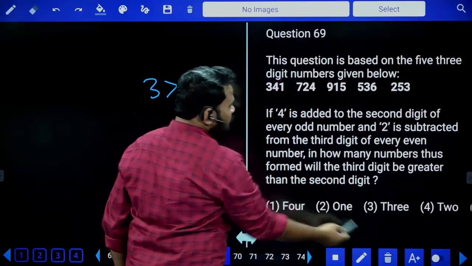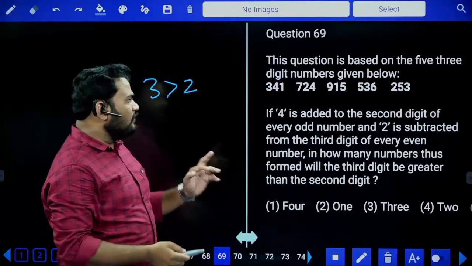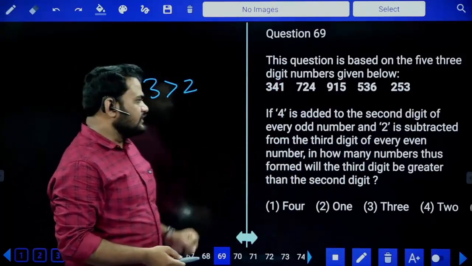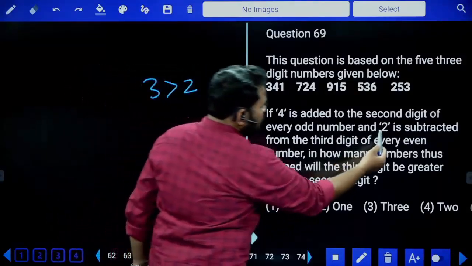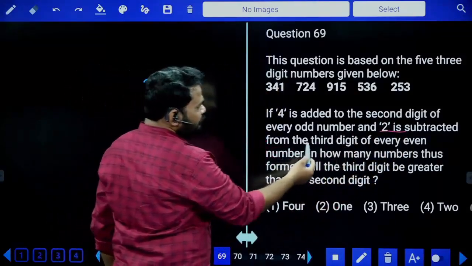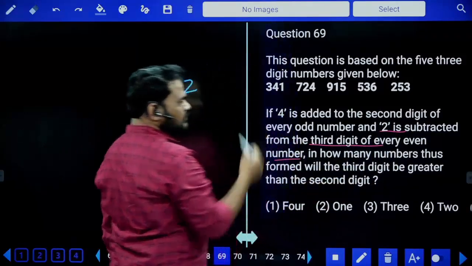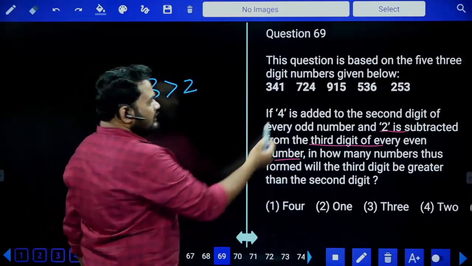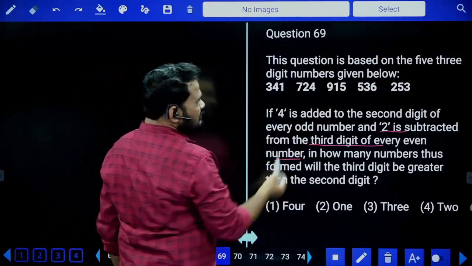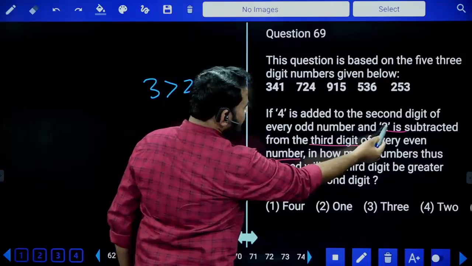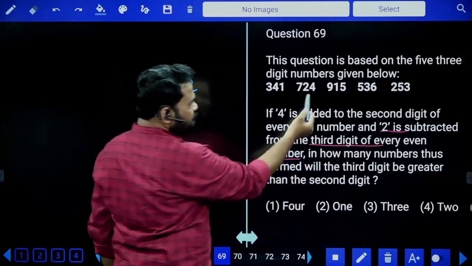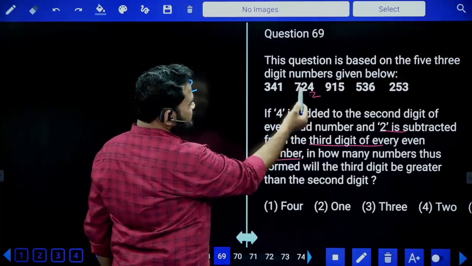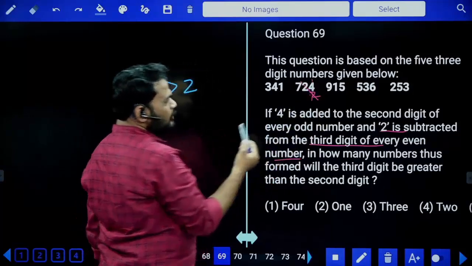After completing the condition related to odd numbers, we don't have any number in which the third digit is greater than the second digit. Now let's move on to even numbers. 2 is subtracted from the third digit of every even number. From the third digit of every even number, 2 has to be subtracted. 724, the third digit is 4. I need to subtract 2 from the third digit. That is 4 minus 2 is 2. But the third digit is not greater than the second digit, so it is invalid.